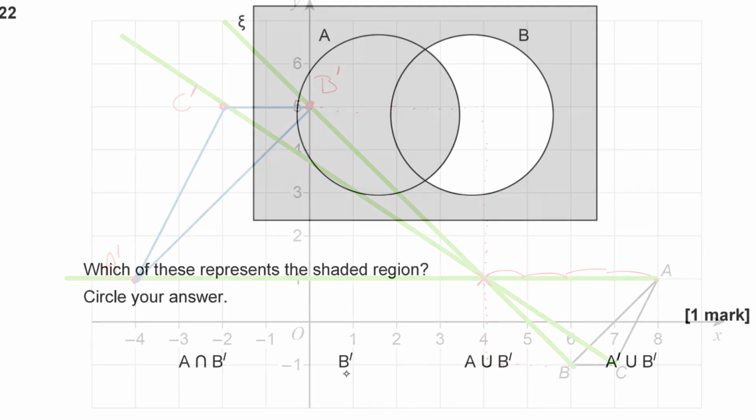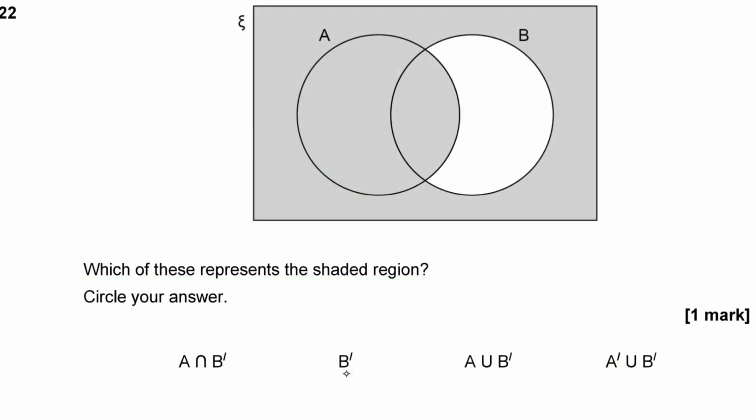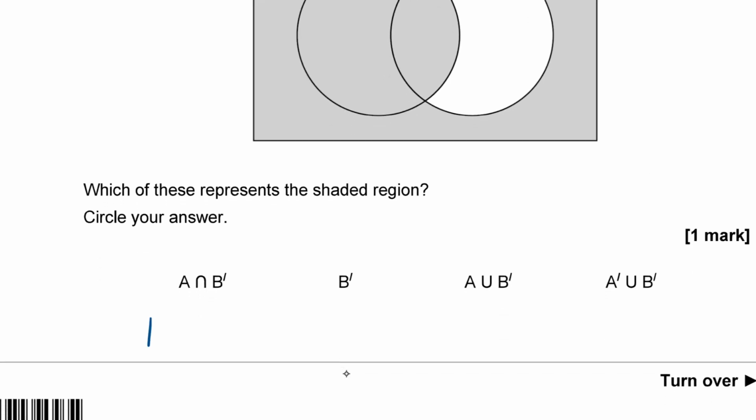Okay, all done. Question 22. Which of these represents the shaded region? Circle your answer. So A intersect B dash. Let me just draw a quick sketch of what each one of these are. That is the union of everything in A intersects with things not in B.